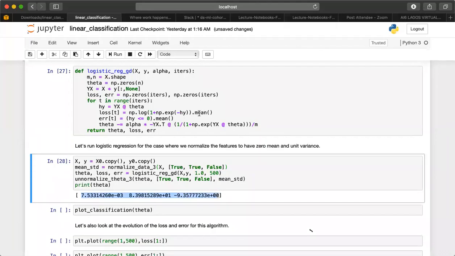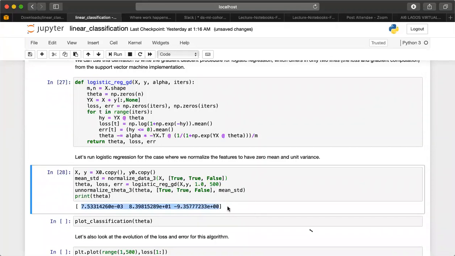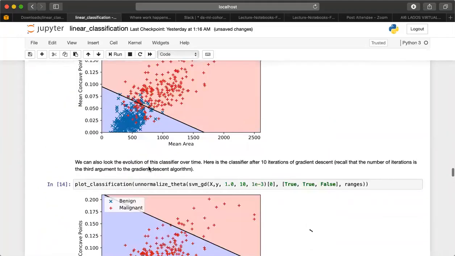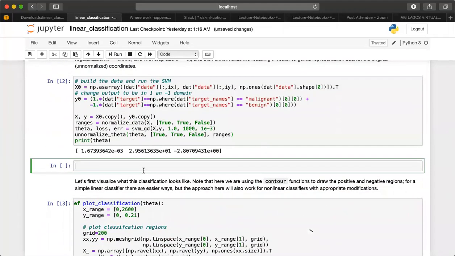I've not actually compared it, but let's compare these values of theta to what we have in the previous example. Let's see what it looks like. Yeah, it's kind of different, right? You're using a different loss function, so you would probably not have the same values of theta, but they'll both still do the same job, right?